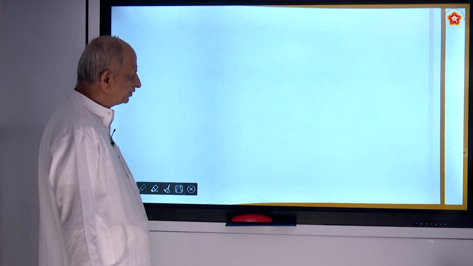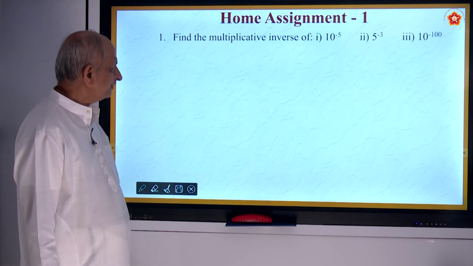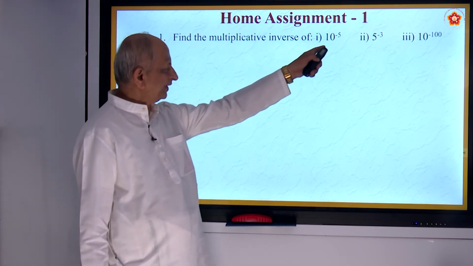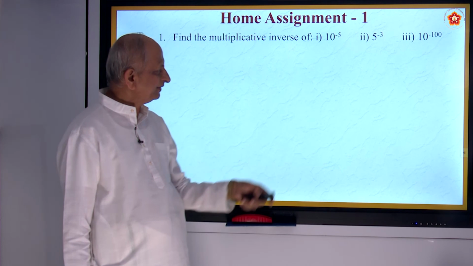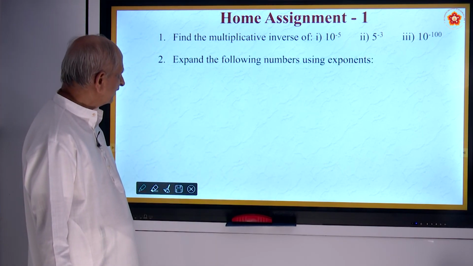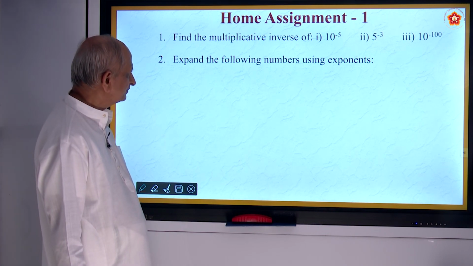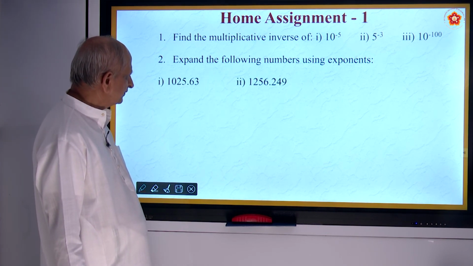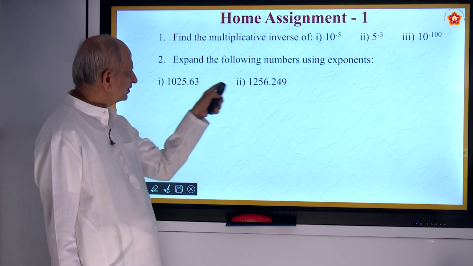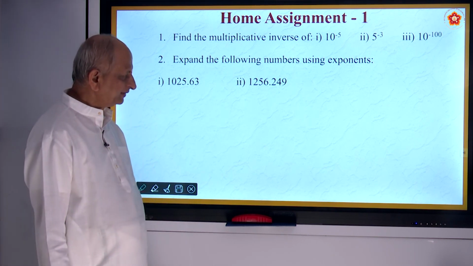Now, we will pass on to home assignments. First question, find the multiplicative inverse of 10 to the power of minus 5, 5 to the power of minus 3, 10 to the power of minus 100. Then second question, expand the following numbers using exponents. You have to write them in the form of exponents. Just now you have seen it, correct?